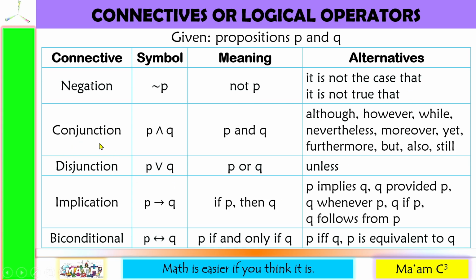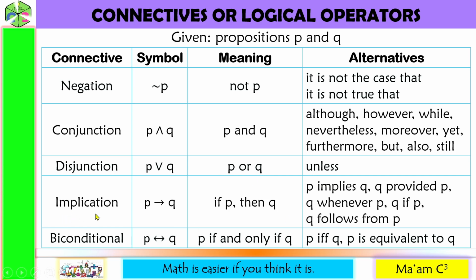Next one is conjunction, and it is denoted by this symbol. This is read as P and Q. Some of the alternative words for and are although, however, while, nevertheless, moreover, yet, furthermore, but, also, still. Next one is disjunction, denoted by this symbol. This is a wedge or vel. This is read as P or Q. Alternative word for or is unless.